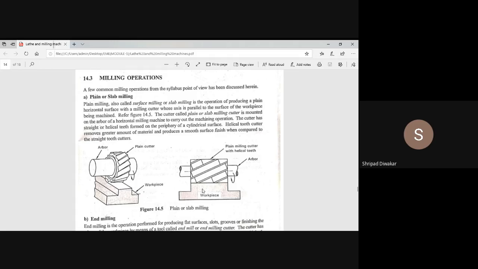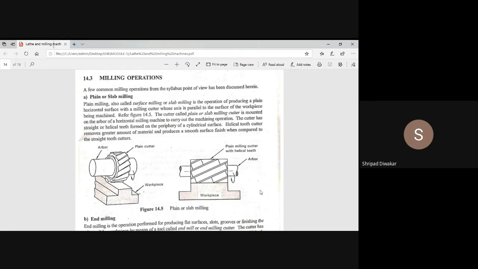Here we can perform other types of operations, like step cutting. Then we can perform planing, meaning cleaning the surface of the given job. Next, we can perform T slots, other types of slots, and pockets. Then angular milling, meaning we can generate an angular surface on the given workpiece. So these are the different kinds of operations we can perform on the milling machine.